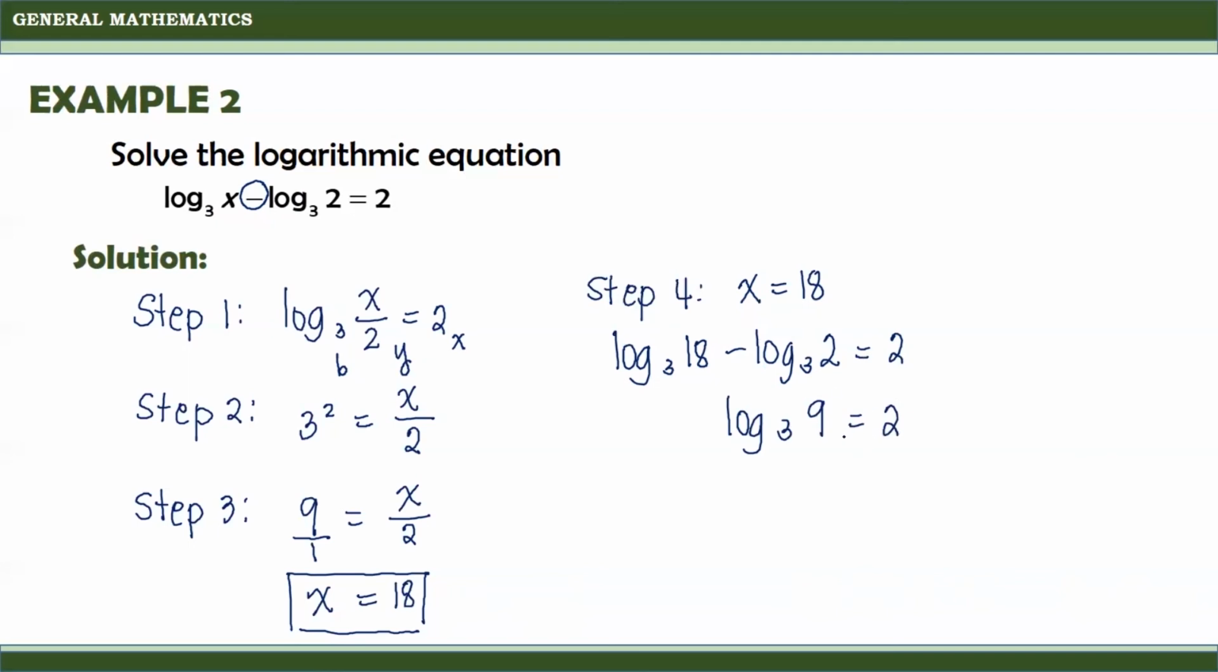Writing this into exponential form, we're going to have 3 squared equals 9, and 3 squared is actually equal to 9. Notice that the left side is equal to the right side, which makes the given logarithmic equation satisfied.